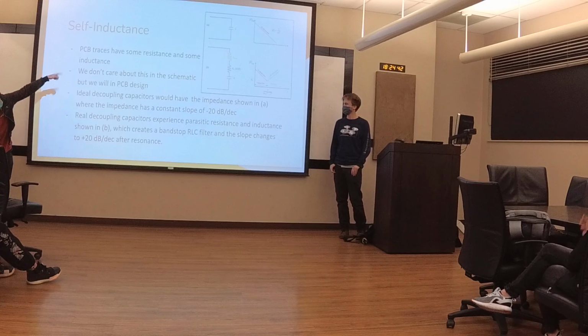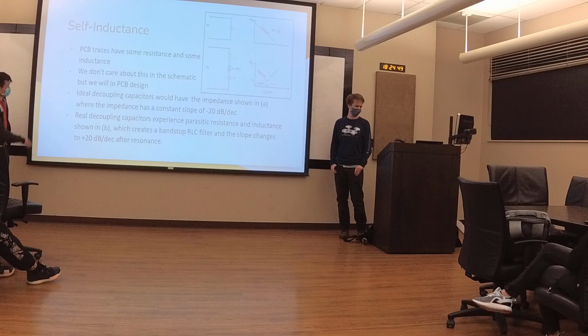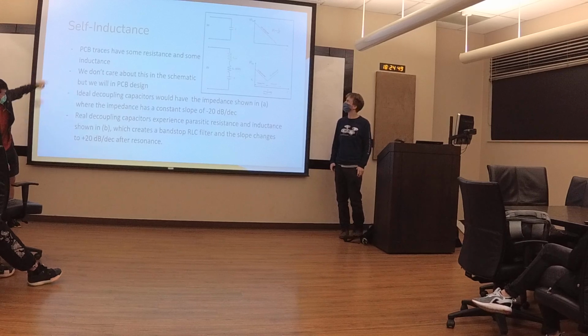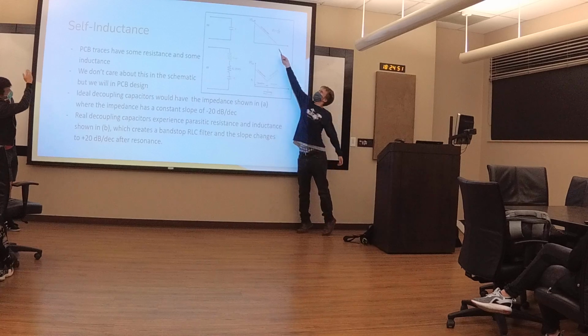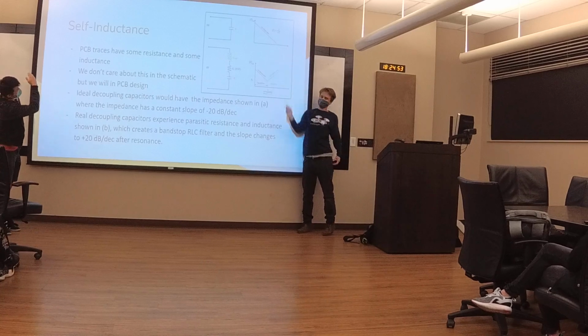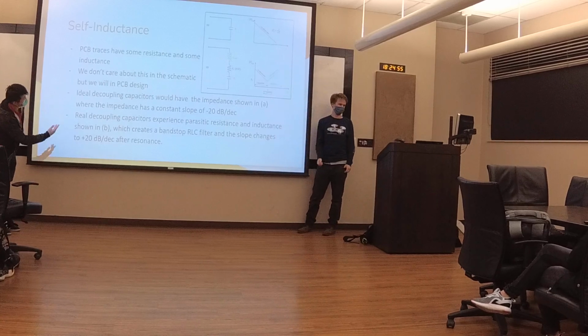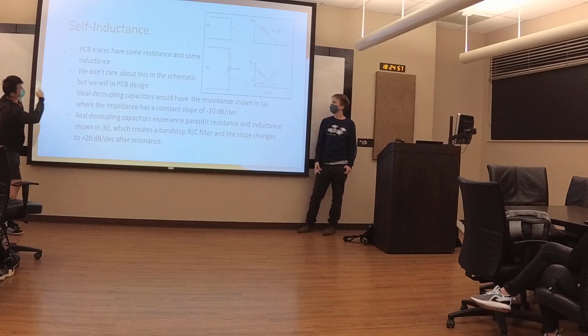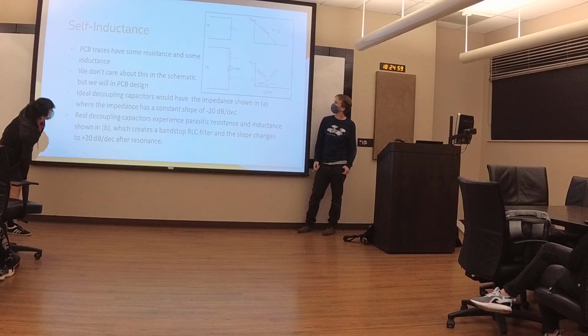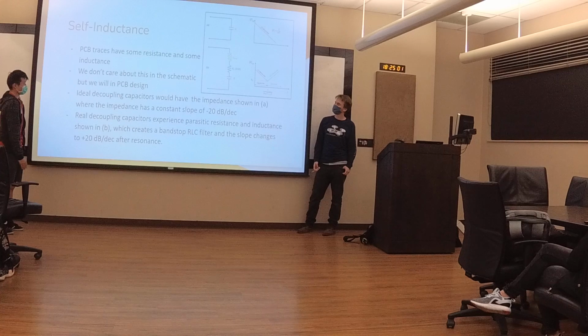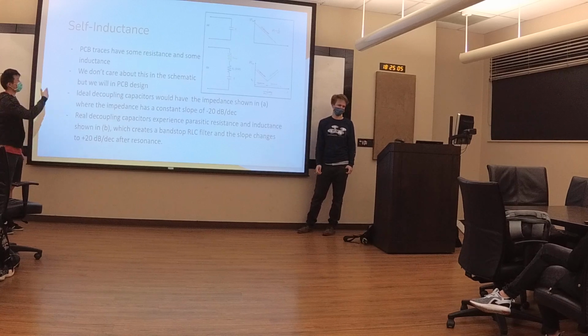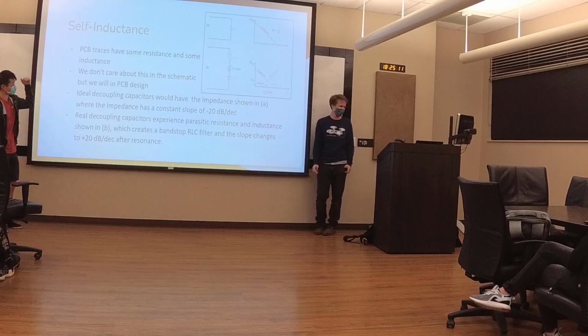Yes, okay, so we have two graphs here, or two diagrams. Ideal decoupling capacitors will have the impedance shown in the top right one. This is a constant slope of negative 20 decibels per decade. Basically, it acts like a low pass filter. It's filtering out high frequencies. That's all I'm saying. Acts like a low pass filter.